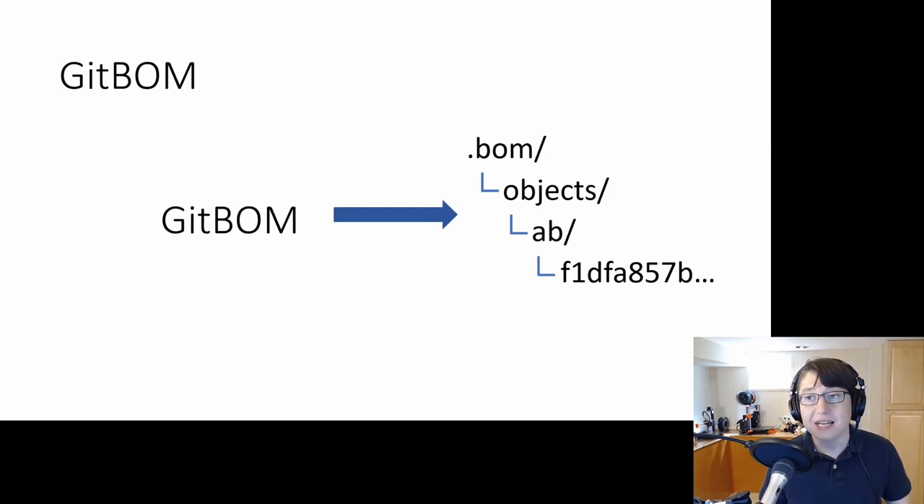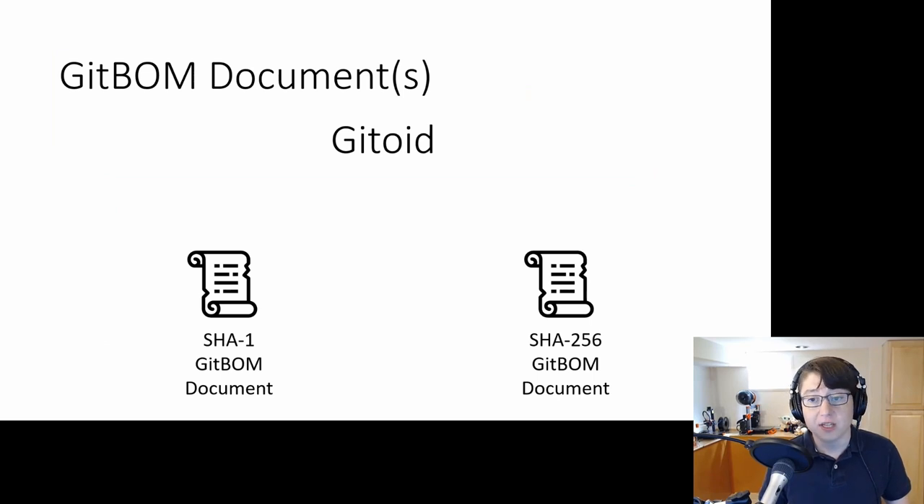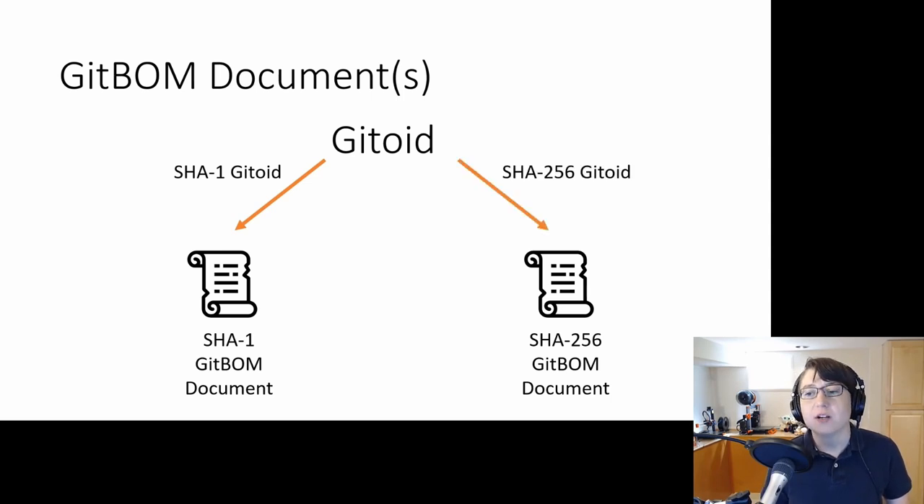After generating each gitoid, the build tool will write them to a GitBOM document, or, to be more accurate, two GitBOM documents. The SHA-1 gitoid goes into the SHA-1 GitBOM document, and the SHA-256 gitoid goes in the SHA-256 GitBOM document. And this continues for each artifact throughout the build process.